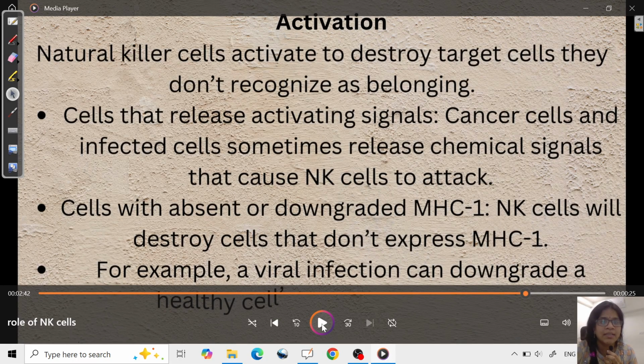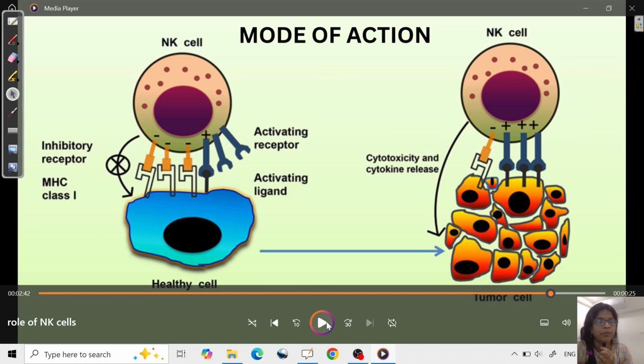The natural killer cells activate to destroy target cells they don't recognize as belonging to the body. Cancer cells and infected cells sometimes release chemical signals that cause NK cells to attack, right? So, for example, if a cell gets infected by a virus, what will it do? It will downgrade the function of your MHC complex. Thus, when it is downgraded, our NK cell will immediately recognize that it is non-self and immediately kill the cells. That is how the mode of action happens.